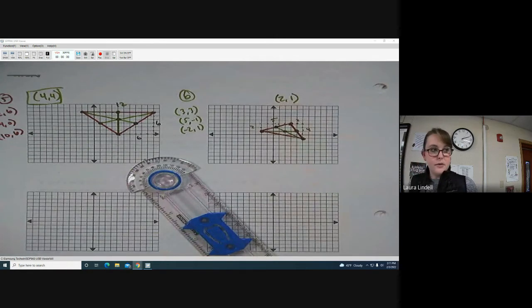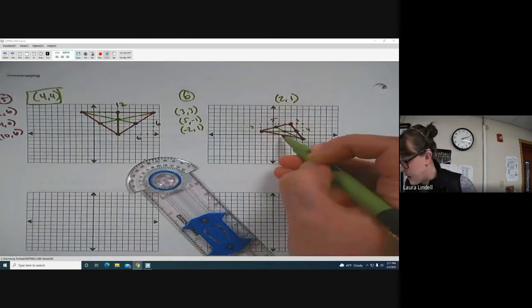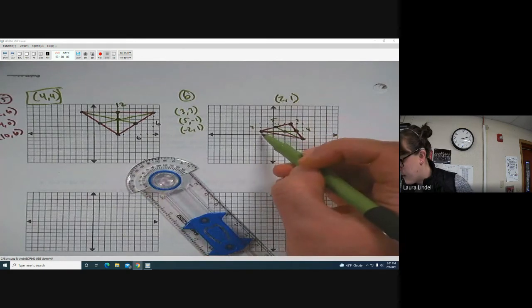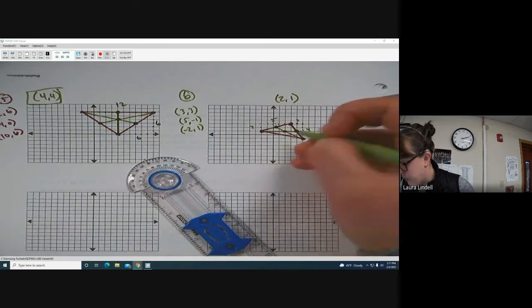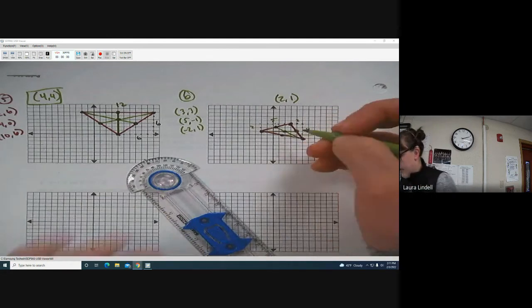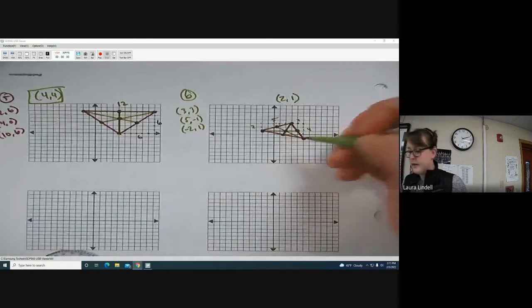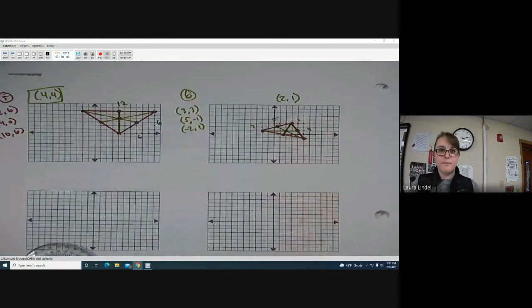Now, if you want to, you could also find the median of the other side here, or the middle of the other side. In this case, you'd have to go down 1 and over 3.5. And then you would also see that they intersect there as well.